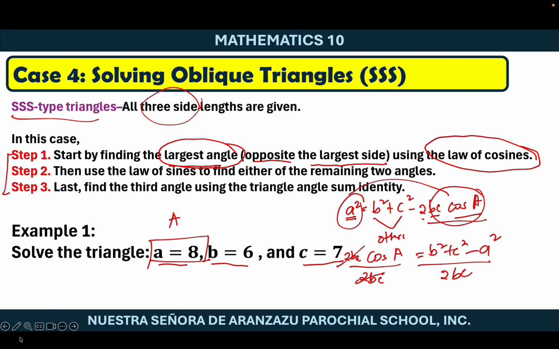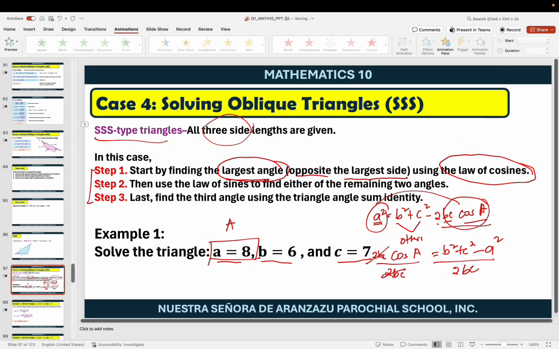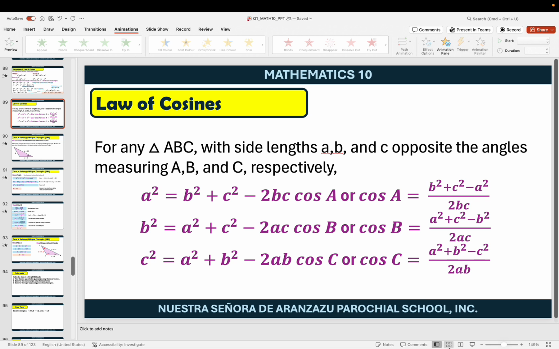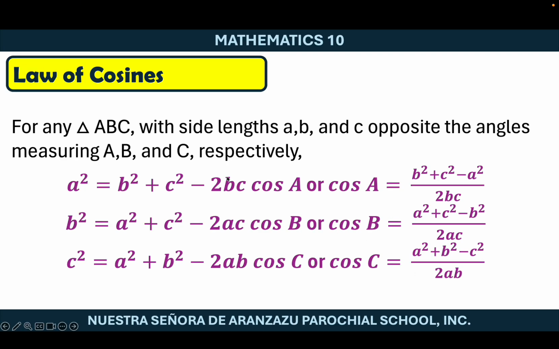Now, paano naman yung ibang mga angle? Like, kapag angle B, so ito yun. Okay, the one that we have presented last time. So, yan. Kapag angle A, ito yung gagamitin. Itong part na to. Kapag angle B, this one. Kapag angle C, ito. Right?